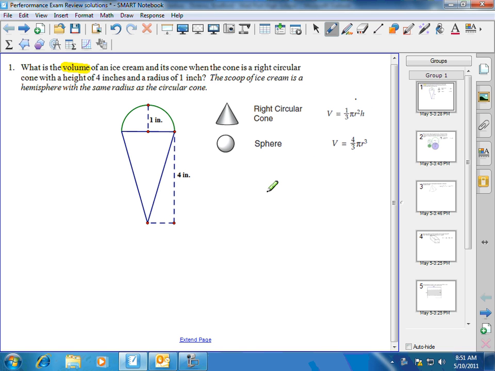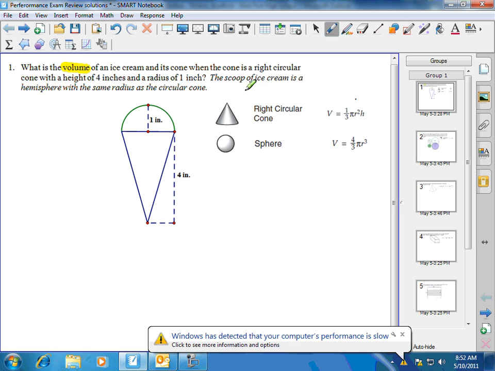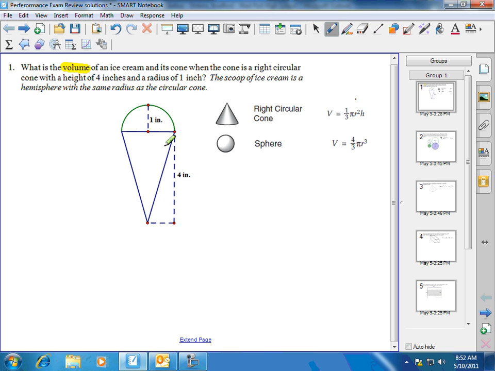We don't have a formula for the volume of an ice cream cone and its ice cream, so we need to break this up into two parts. We do have a formula for a right circular cone and a sphere. The scoop of ice cream is a hemisphere with the same radius. So we're going to get the volume of a cone with the given dimensions and the volume of a sphere with a radius of 1 inch, and then cut that in half for the hemisphere. Let's start with the volume of the scoop of ice cream.